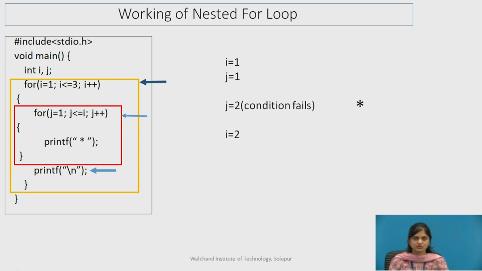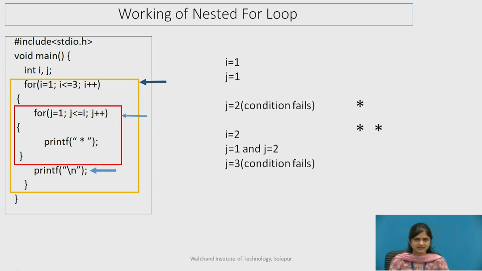So again it will go to the inner for loop. Now j initialization will take place, j is 1. Now 1 is less than or equal to 2, again the condition for the inner for loop is true. So again the star will get printed. Next, j plus plus, j will become 2. So 2 is less than or equal to 2, again the second star will be printed. So for this execution we will have 2 stars on the second row.